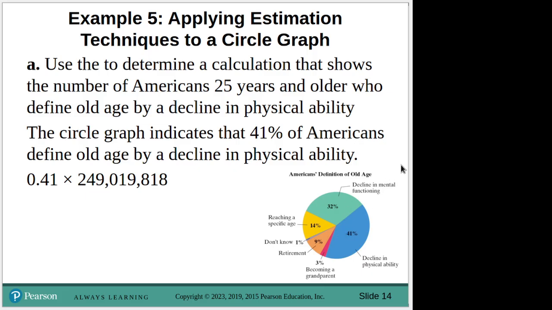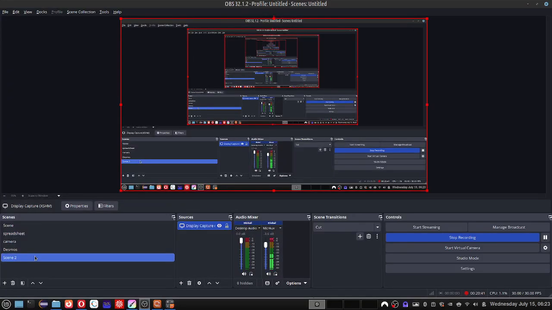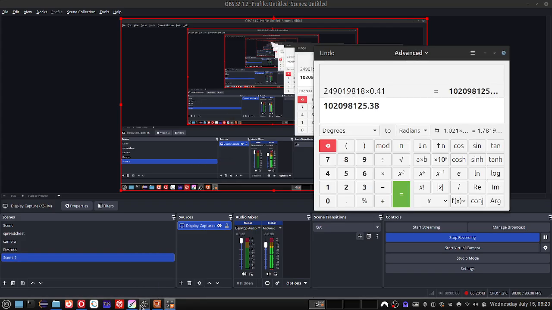Get your calculator out and try the same. Times, and I'm going to use 0.41 for percentage. And when I multiply that together, I get 102,098,125.38. But we'll leave it at that. Let's see. Can I get that displayed here? Can you? Nope. Wait, there. Maybe you can see it.